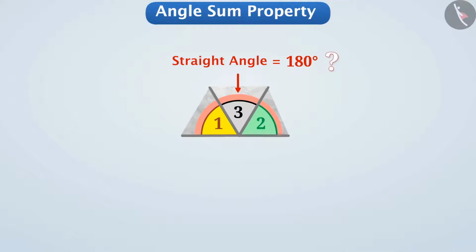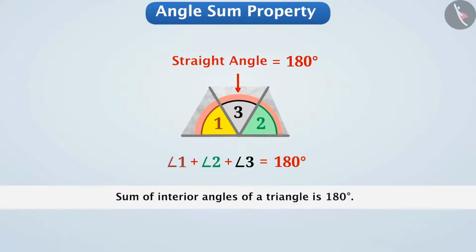What do you understand from this? Think for a while. Absolutely correct. We can say that angle 1 plus angle 2 plus angle 3 is equal to 180 degrees. That means the sum of the interior angles of a triangle is 180 degrees. Let us understand this in detail.